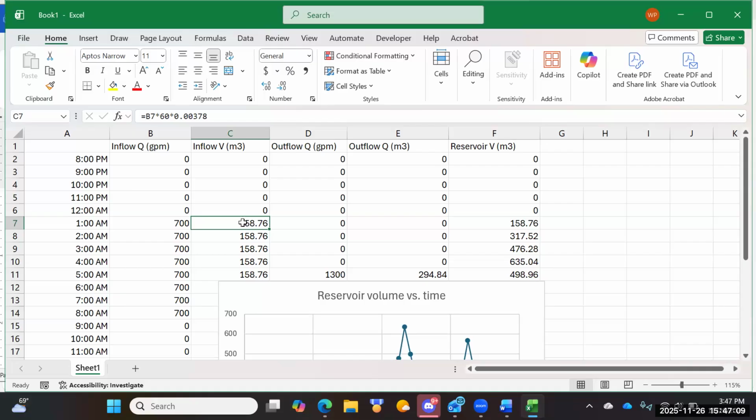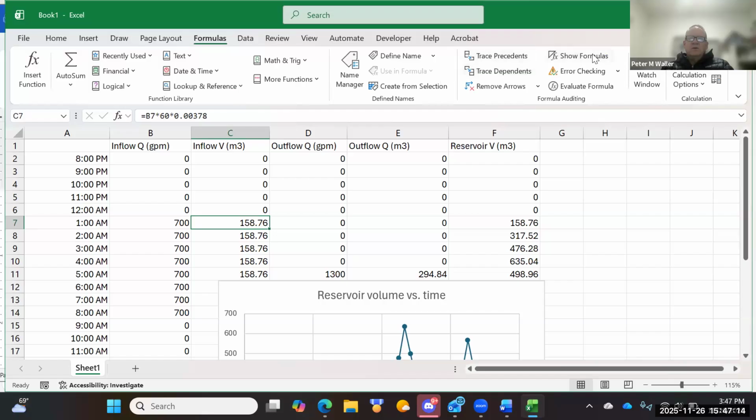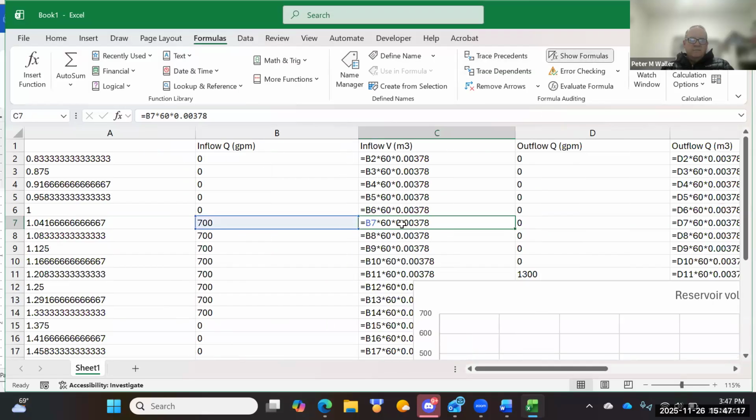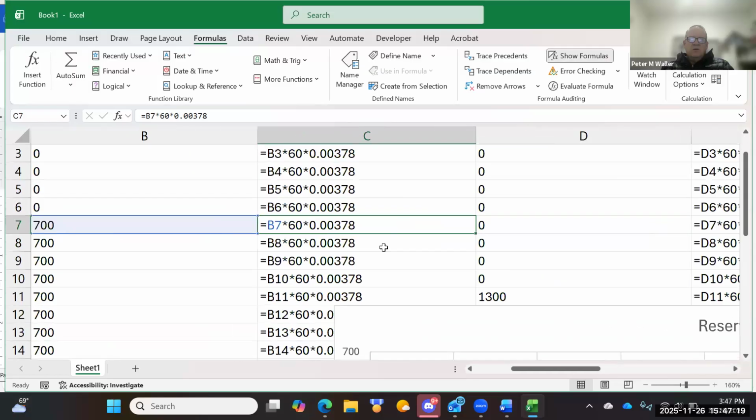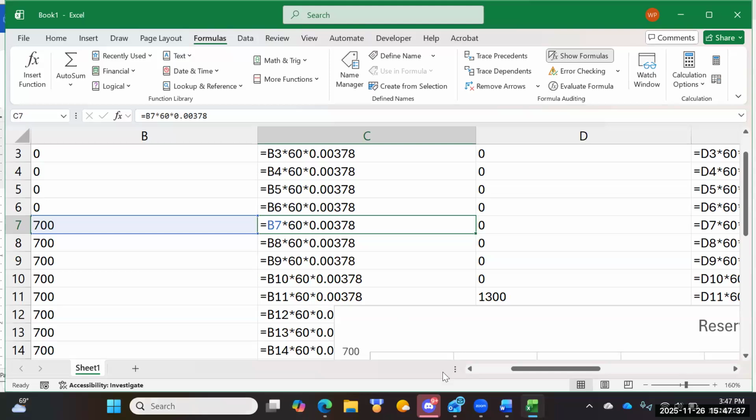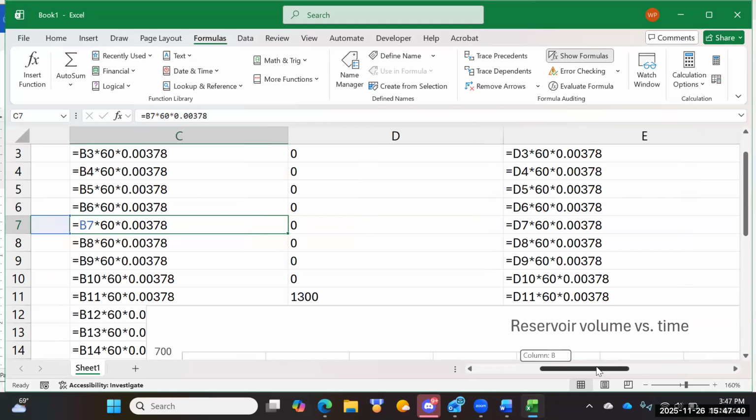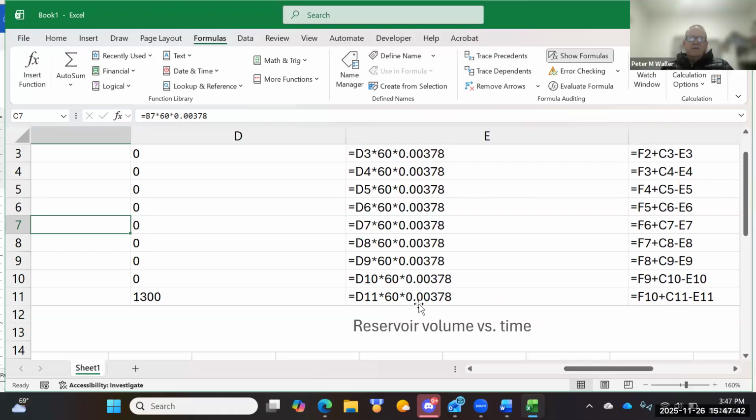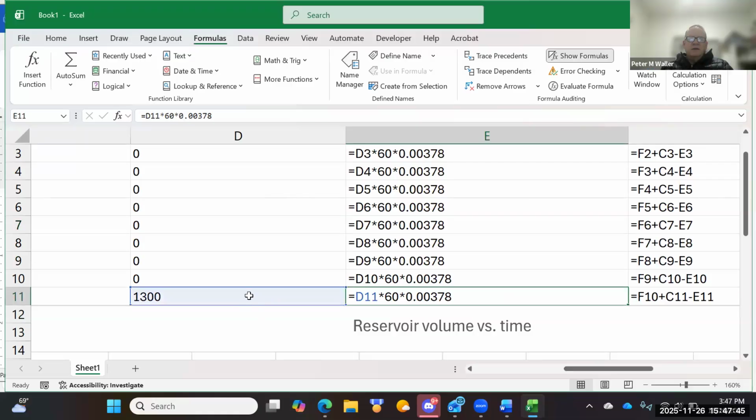Oh, I can, if I go to formulas, yeah, there's my formula. So 700 gallons a minute times 60 minutes in an hour times 0.00378. What about the outflow? Are those all 294.84? So the outflow is the same equation, just going to here.